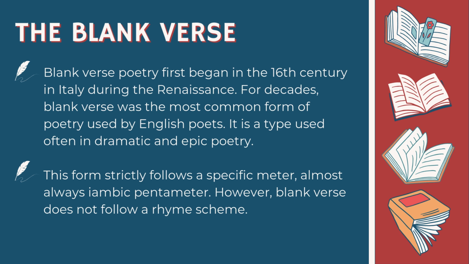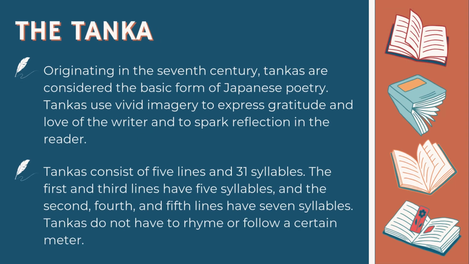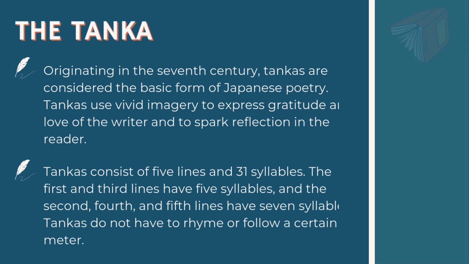The tanka is a traditional Japanese poetry form, originating in the 7th century, known for expressing deep emotions and vivid imagery. It consists of 5 lines totaling 31 syllables. The first and third lines have 5 syllables, while the second, fourth, and fifth lines have 7. Unlike other poetry forms, tankas don't require rhyme or specific meter, allowing poets to focus on emotional depth and personal expression. Embrace the simplicity and richness that a tanka offers in conveying feelings.